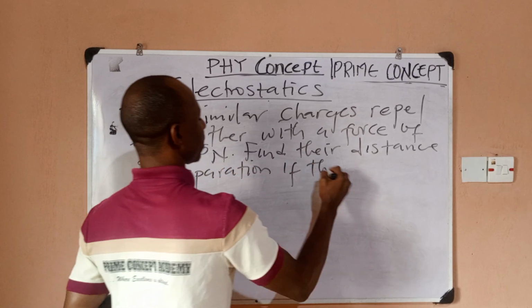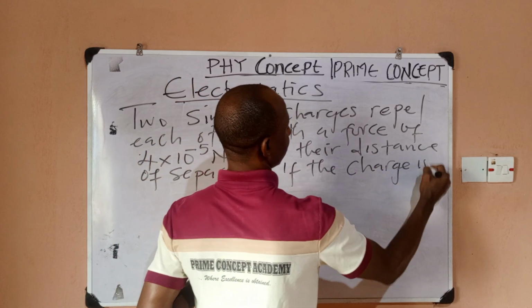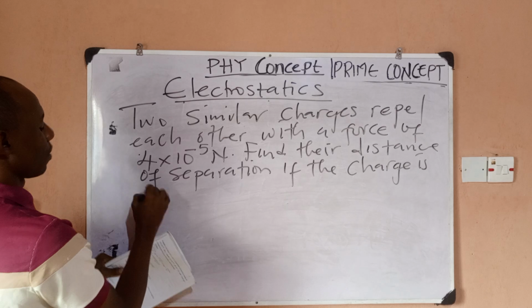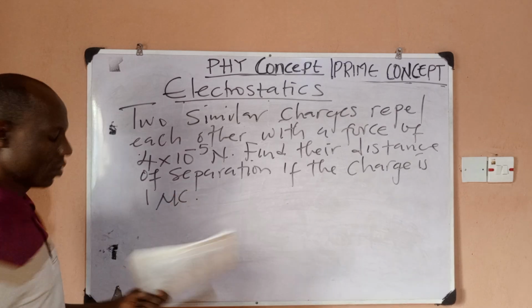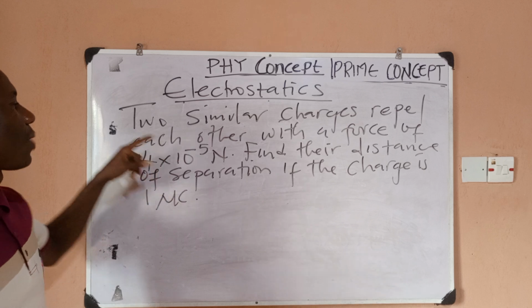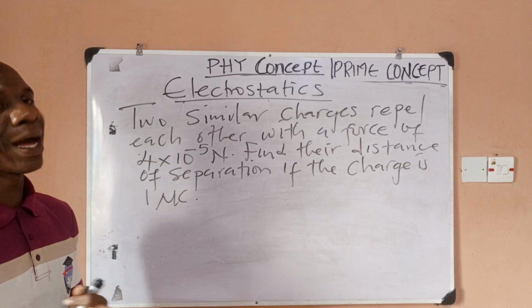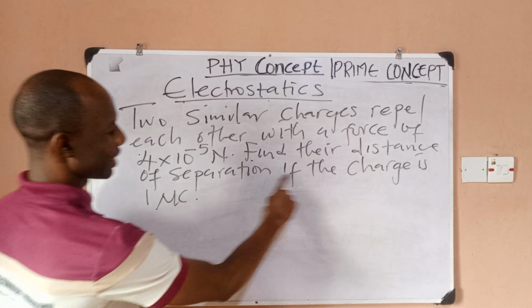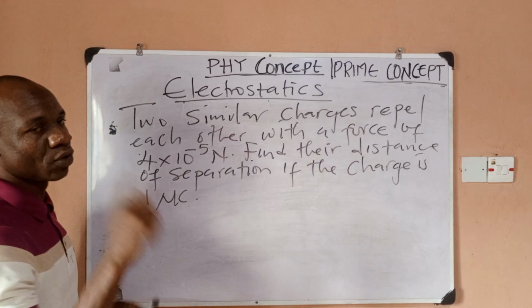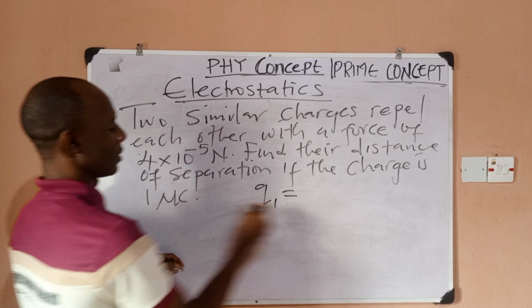If the charge is 1 microcoulomb. So this is what we have. So we're going to solve this very simple problem. Now we have two similar charges. That is to say, Q1 and Q2 are similar. And they told us that if the charge is 1 microcoulomb, it simply means that Q1 is 1.